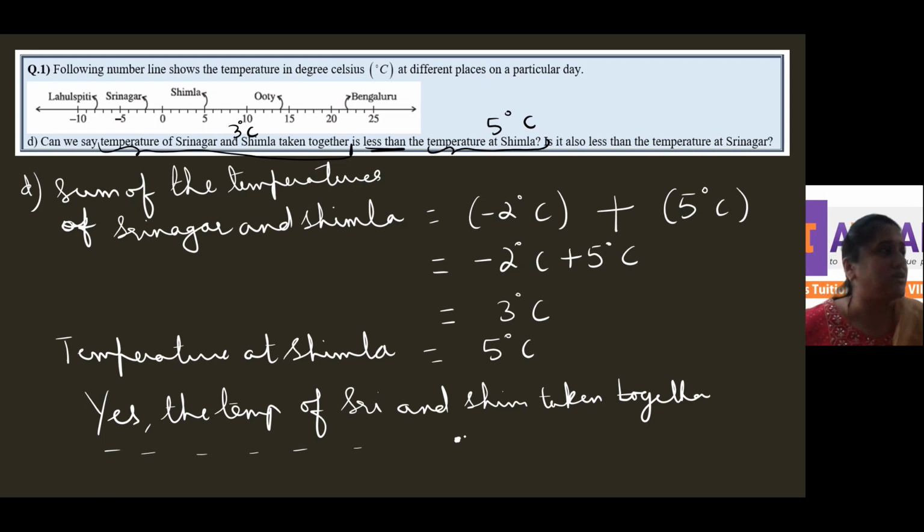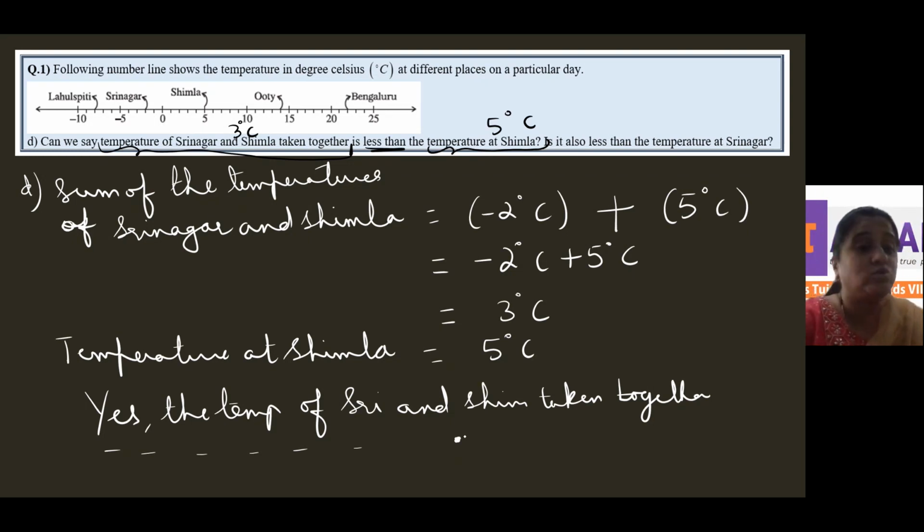All right. So now how do we understand this question? Can we say the temperature of Srinagar and Shimla taken together? Taken together meaning addition: temperature of Srinagar plus temperature of Shimla. Have that answer. This one is less than, so you have to compare this with something else. It's less than the temperature at Shimla. So we'll have to compare two things. We are comparing the sum of the temperatures of Srinagar and Shimla with the temperature of Shimla. Like I'm comparing my weight and my son's weight. So I'm 3 times his weight. So like that.